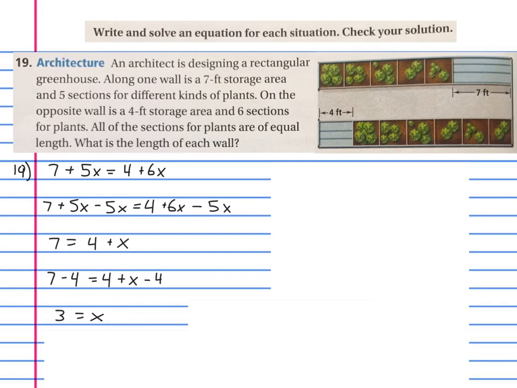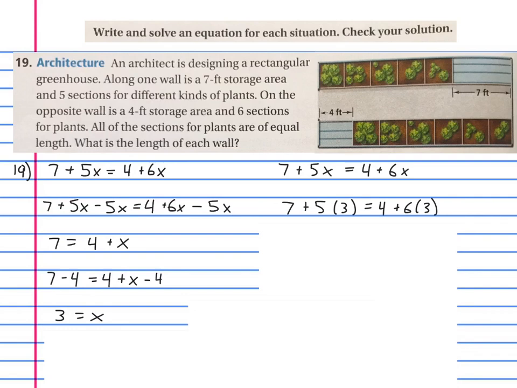Okay? So what do I do? Well, I know this. This right here, 7 plus 5x, that's the length of this wall up here. Okay? 4 plus 6x, that's the length of this wall here. They happen to be equal lengths, so that's why we set them equal to each other. Okay? But by plugging in x equals 3, I can calculate it out as an actual number of feet. So that's what I'll do. Rewrite the original equation, rewrite the equation wherever x was, you put a 3 in, and you start to simplify.